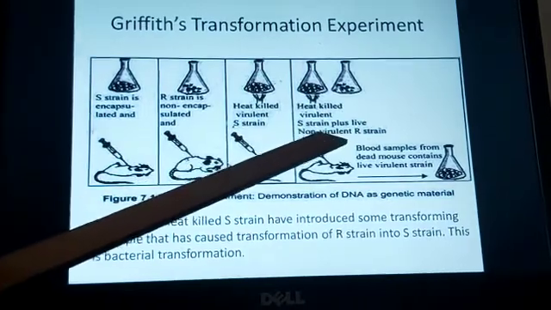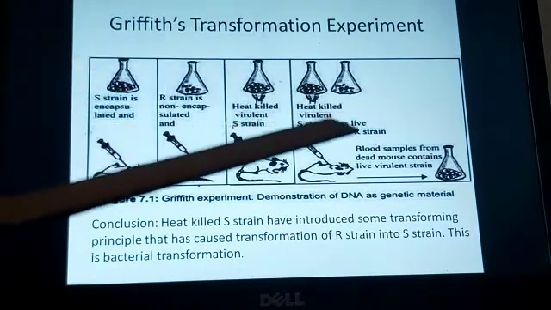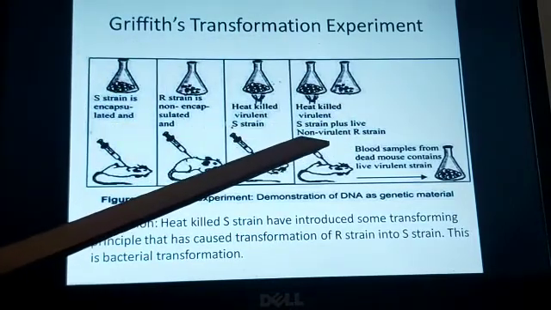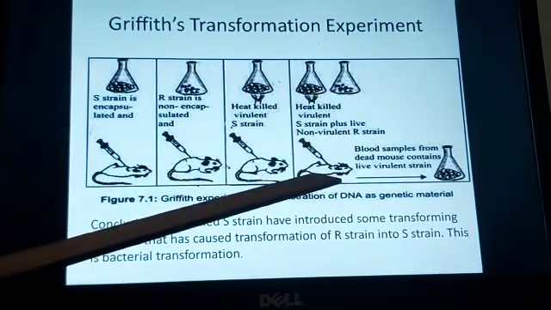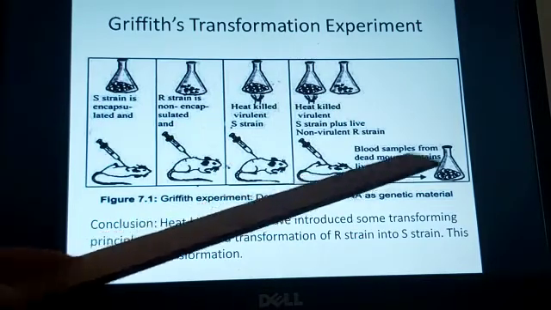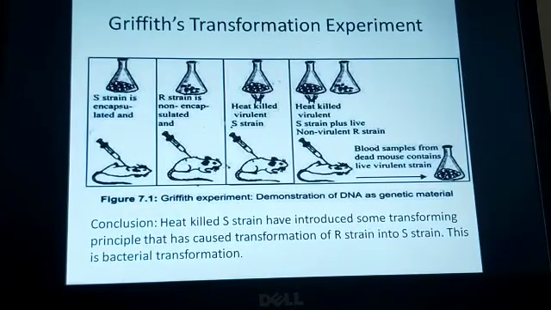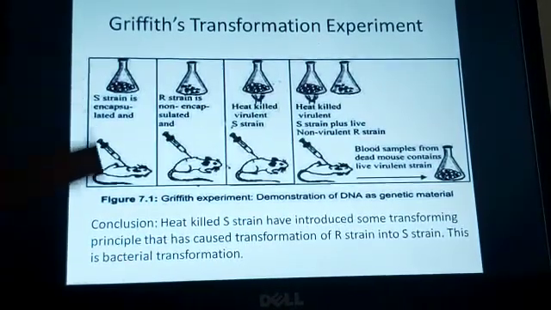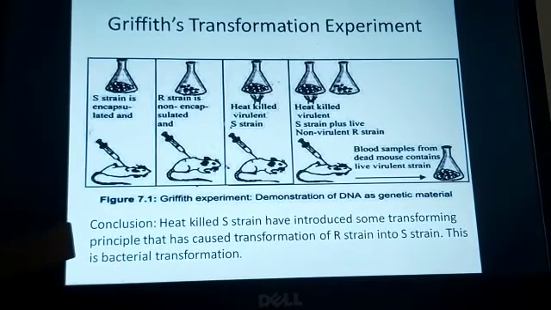In the fourth experiment, he took heat killed S strain and mixed this with non-virulent R strain, and then he inoculated both the samples together in the mice, and subsequently the mice died. And the blood sample of the mice contained the S strain. So by this experiment, Griffith concluded that the heat killed S strain had introduced some transforming principle that caused transformation of R strain into S strain. This is known as bacterial transformation.